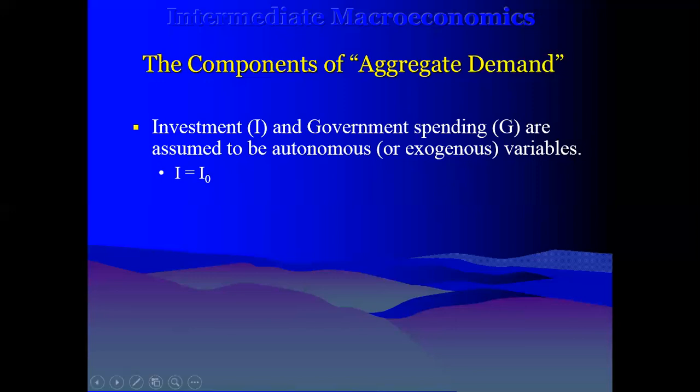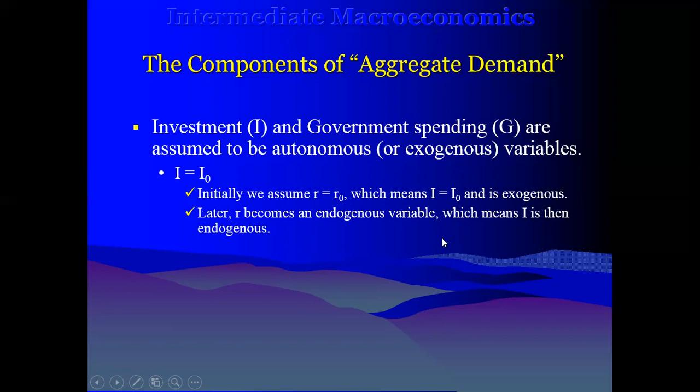It won't always be like that, but for now, we are assuming that investment is autonomous just because we are holding interest rate constant. Last week we saw that investment depends on interest rate. But now we are assuming that interest rate is constant. So if interest rate is constant, then investment is exogenous. But we are going to relax that assumption later. Investment can even depend on the level of income when we start with the ISLM.